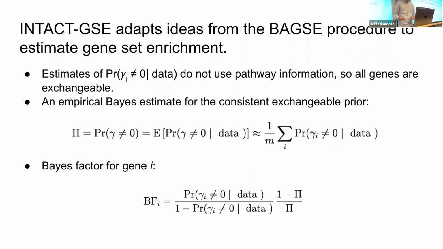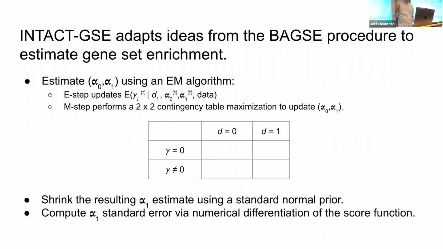Okay, building up here, we're going to form a consistent exchangeable prior using the strong law of large numbers and a total expectation law. Then we're going to use that to formulate a Bayes factor for each gene as the ratio of the posterior and prior odds. And then finally, getting into our EM algorithm using those gene-level Bayes factors. After initializing our alpha vector, we first update the conditional expectation of gamma in our E step, and then our M step performs a 2x2 contingency table maximization to update the alpha vector. We iterate between those two steps until we get convergence.